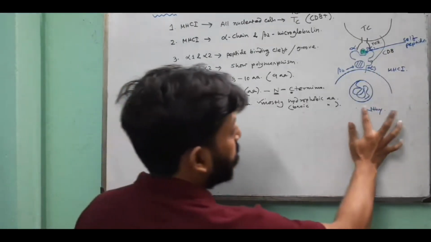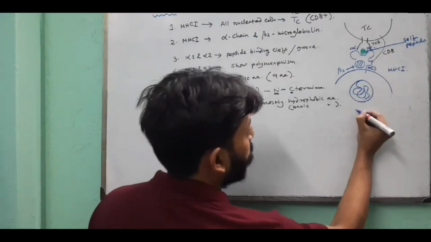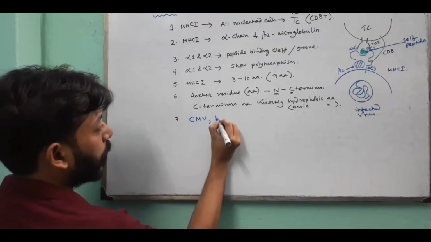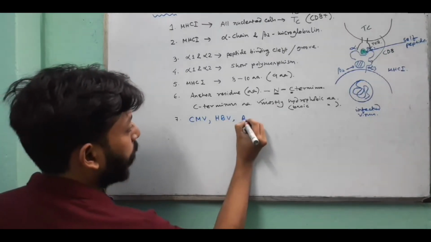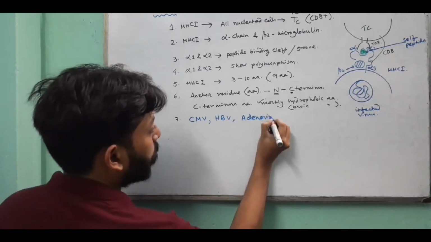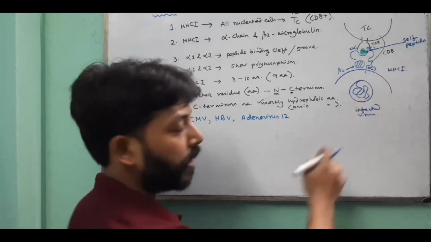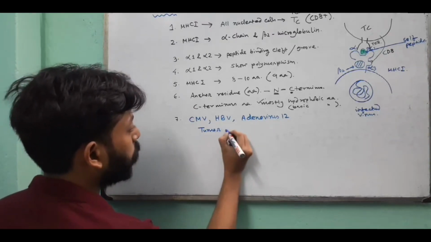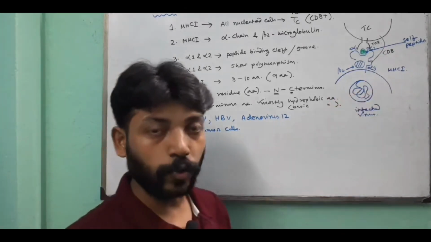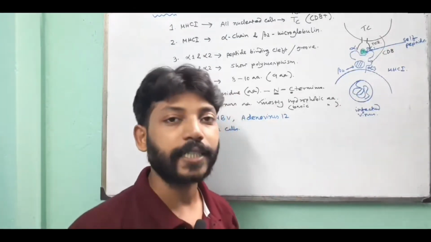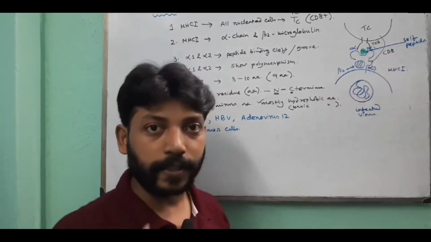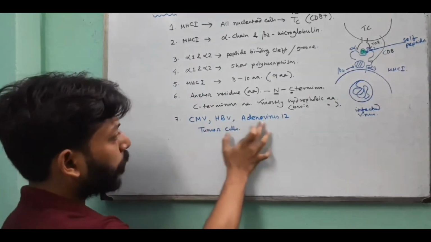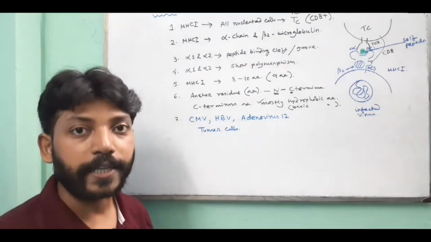But when the cell gets infected with virus, specifically I want to mention here cytomegalovirus, hepatitis B virus, and a virus like adenovirus 12. When these three viruses infect a cell, or if a cell becomes tumor or transforms into a tumor cell, the cell starts to produce low amount of or undetectable level of class 1 MHC molecule. They stop the production of MHC I molecule. So these three viruses have an escape mechanism from the immune system.